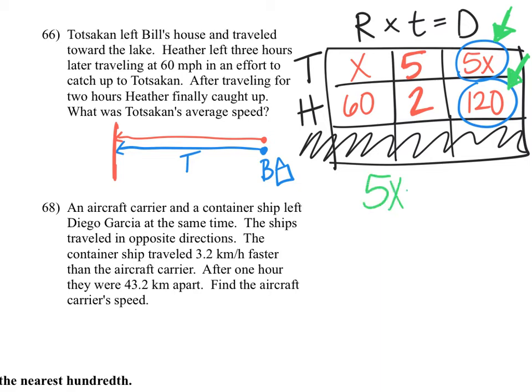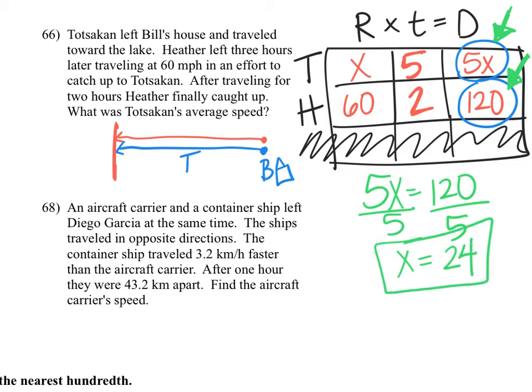So 5x equals 120. I'm going to divide by 5, divide by 5. So x actually equals 24. Then go back to the question. The question said, what was Totsakan's average speed? Is x actually Totsakan's speed? It is, so 24 miles per hour would be your answer.